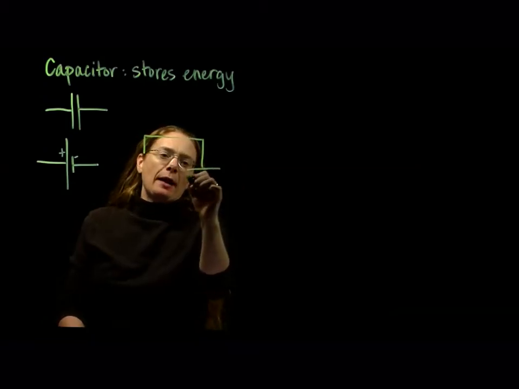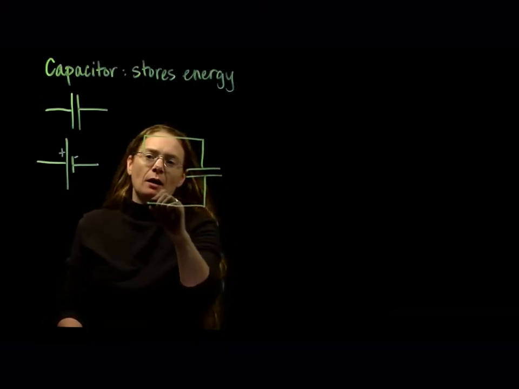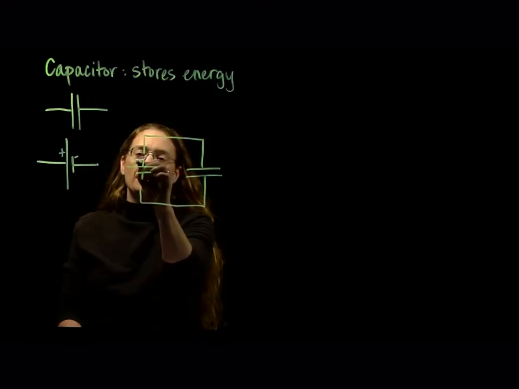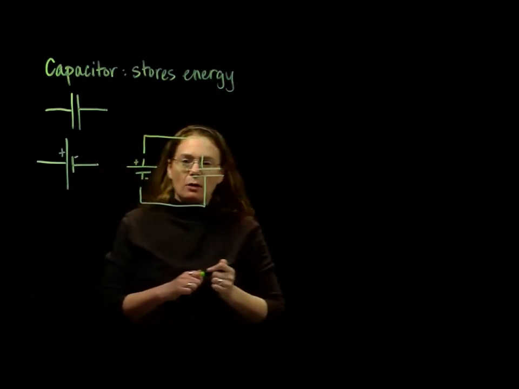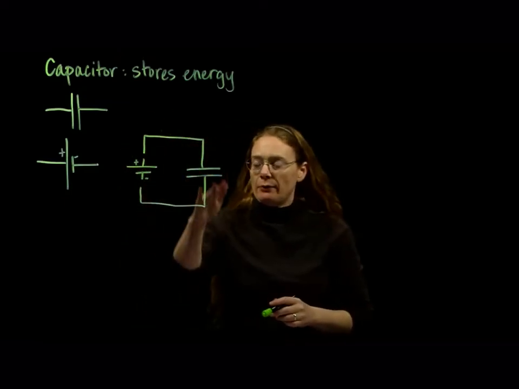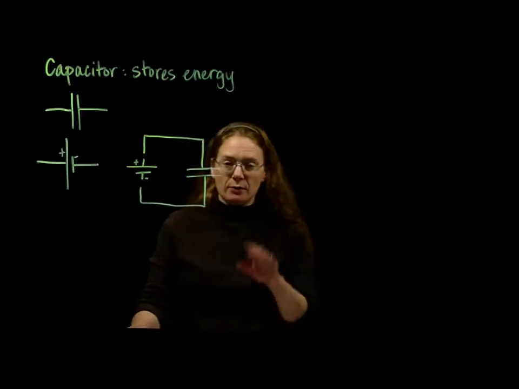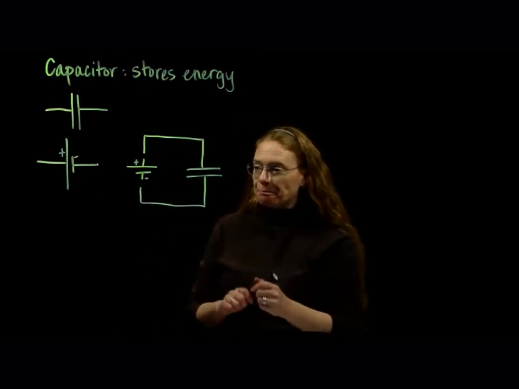I'm going to have a capacitor, and I'm going to add a battery, but I'm not going to hook that battery up yet. So we'll have a battery, and then we'll have a capacitor, but we're not connecting them yet, so nothing can flow. There is no continuous circuit.